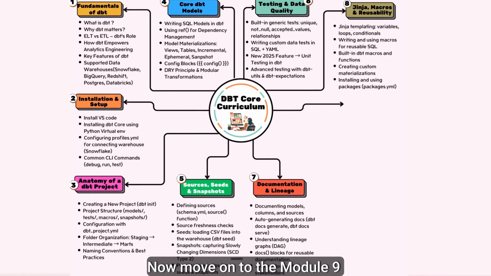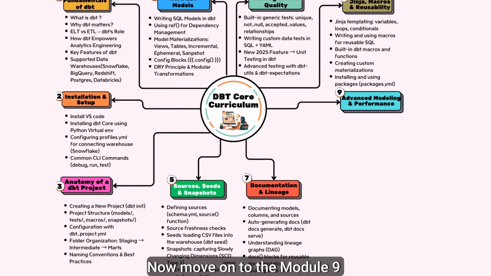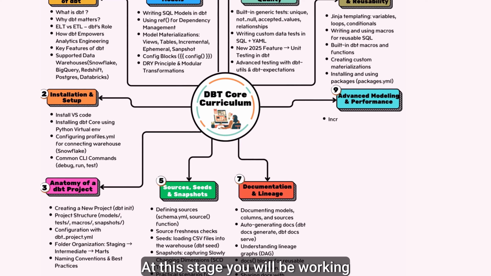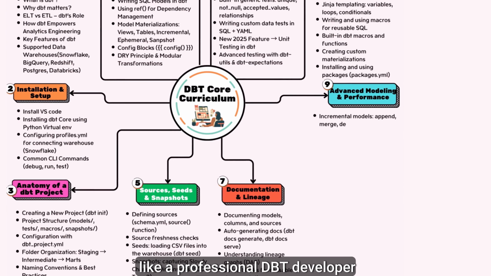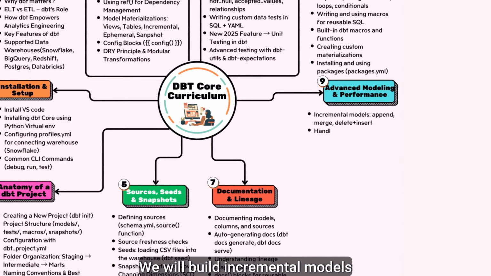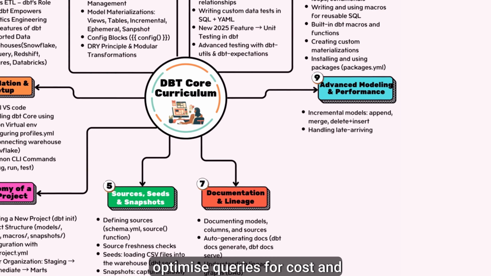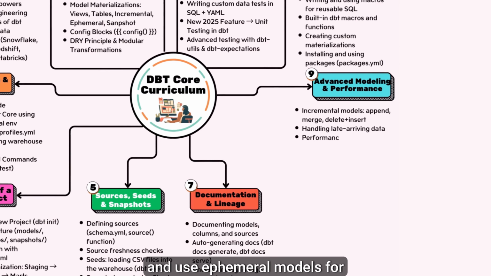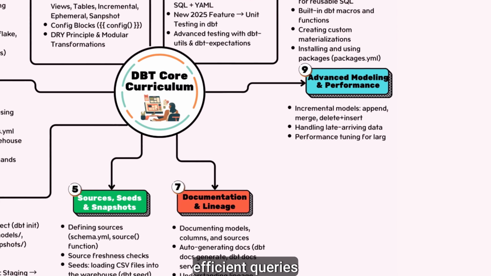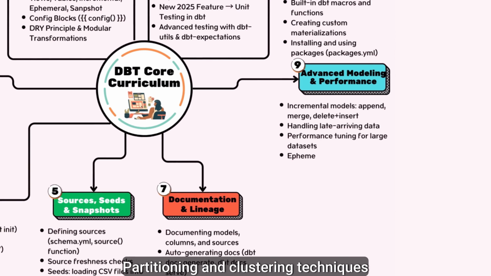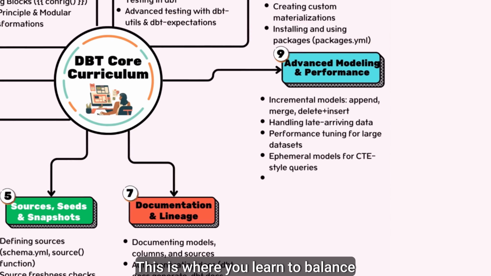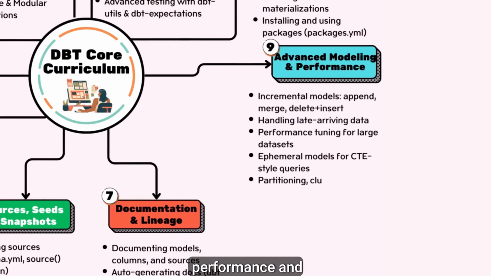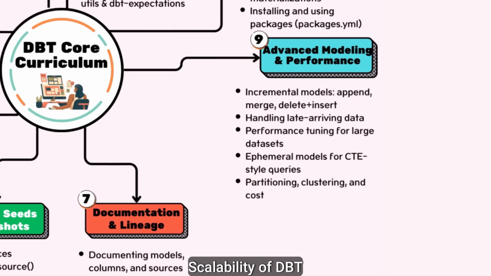Now move on to module 9, advanced modeling and performance. At this stage, you will be working like a professional DBT developer. We'll build incremental models for huge datasets, optimize queries for cost and performance, and use ephemeral models for efficient queries. Partitioning and clustering techniques will also come into play. This is where you learn to balance performance and scalability in DBT.